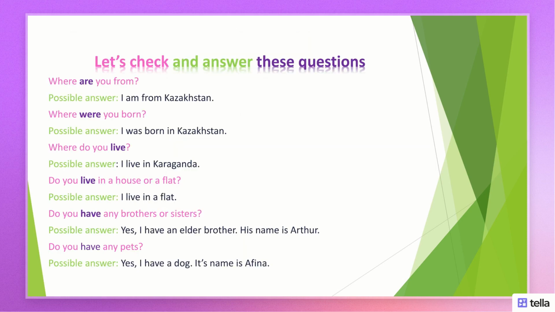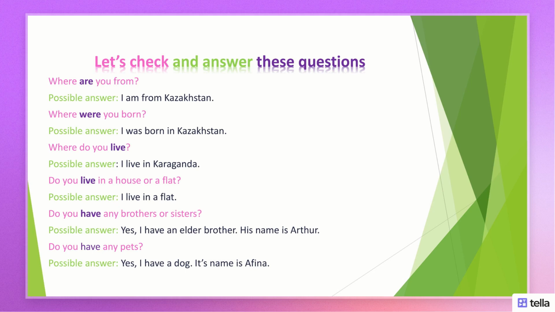Okay, I hope that you have finished doing this task, and right now let's check and answer these questions. The first question is, where are you from? The possible answer is, I'm from Kazakhstan. Now it's your turn. The second question is, where were you born? The possible answer is, I was born in Kazakhstan. Now it's your turn.